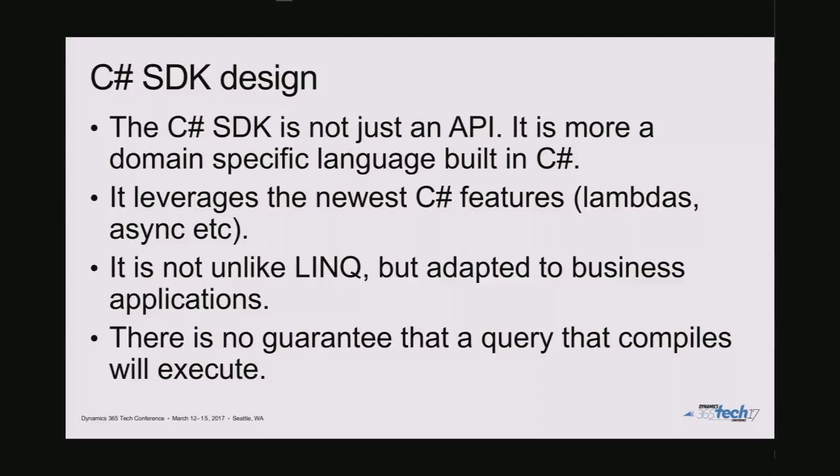We call it a software development kit, an SDK. And it is. It's not just an API. It's not just a set of classes with methods on them where we say, do this. If you call this, then this will happen, and that, and so on. It's much more than that. It's really more like a domain-specific language that's built within C# itself, using some of the really exciting and useful features that C# has. So those features, I've listed some of them. They are lambdas and async and so on.